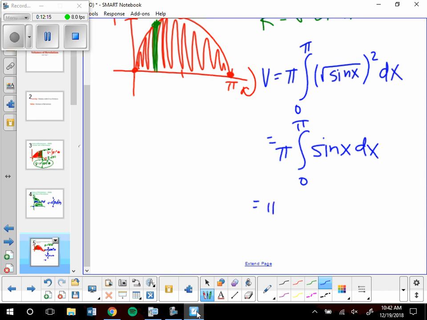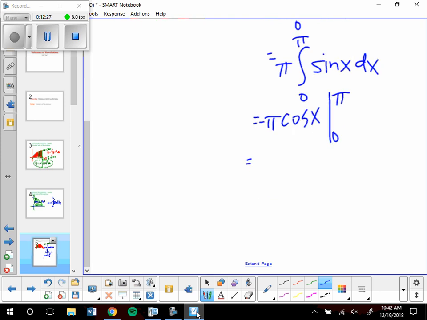What is the antiderivative of sine x? Negative cosine x. I'm going to put the negative out here because I want to. Plug in pi and 0. What is cosine of pi? Negative 1. Oh, sorry.